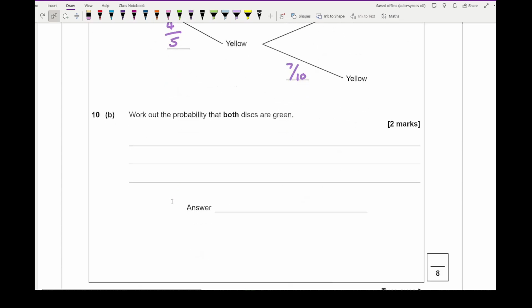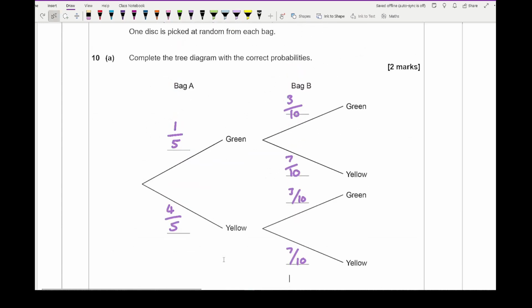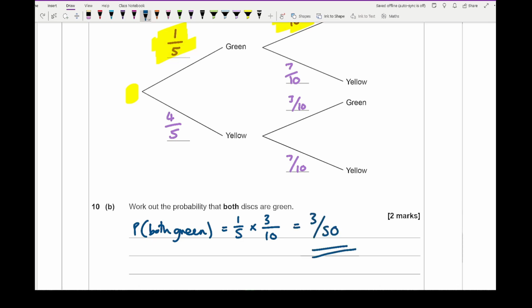Then for question 10b, it says work out the probability that both discs are green. For both discs being green, starting at the start of our probability tree, we're going on this branch here and then this branch here, and that keyword of and. So the probability of both being green is going to be 1/5 multiplied by 3/10, and if I stick that into my calculator, I get an answer of 3 over 50, which can't be simplified, so there is my final answer.